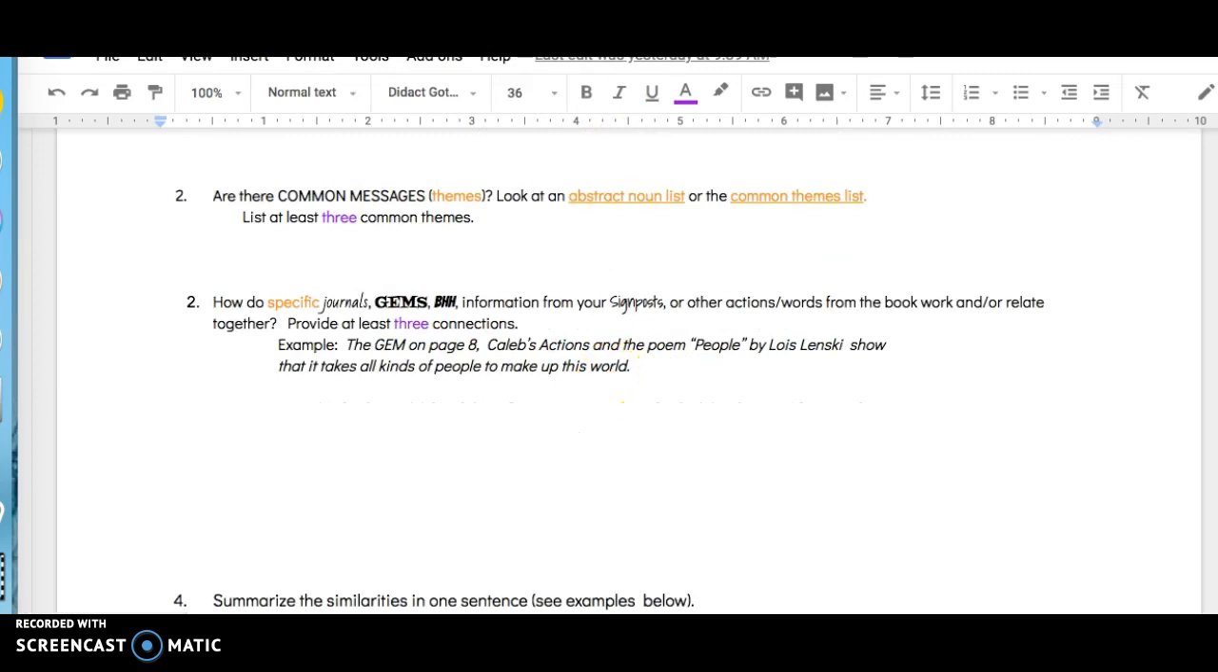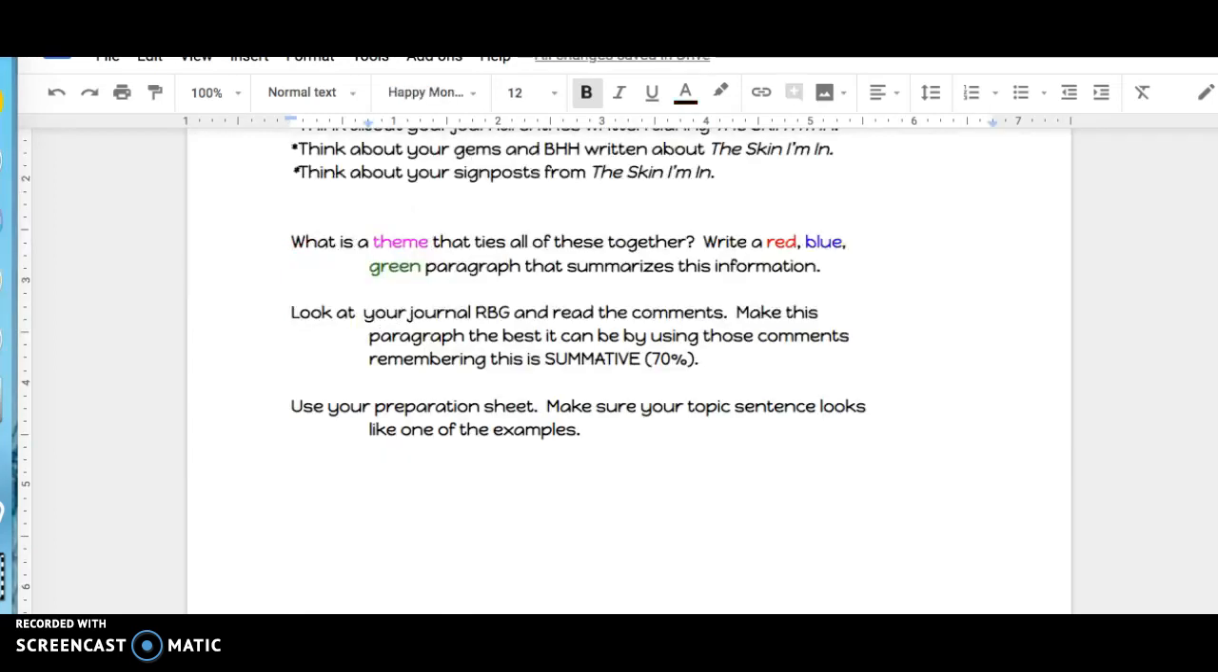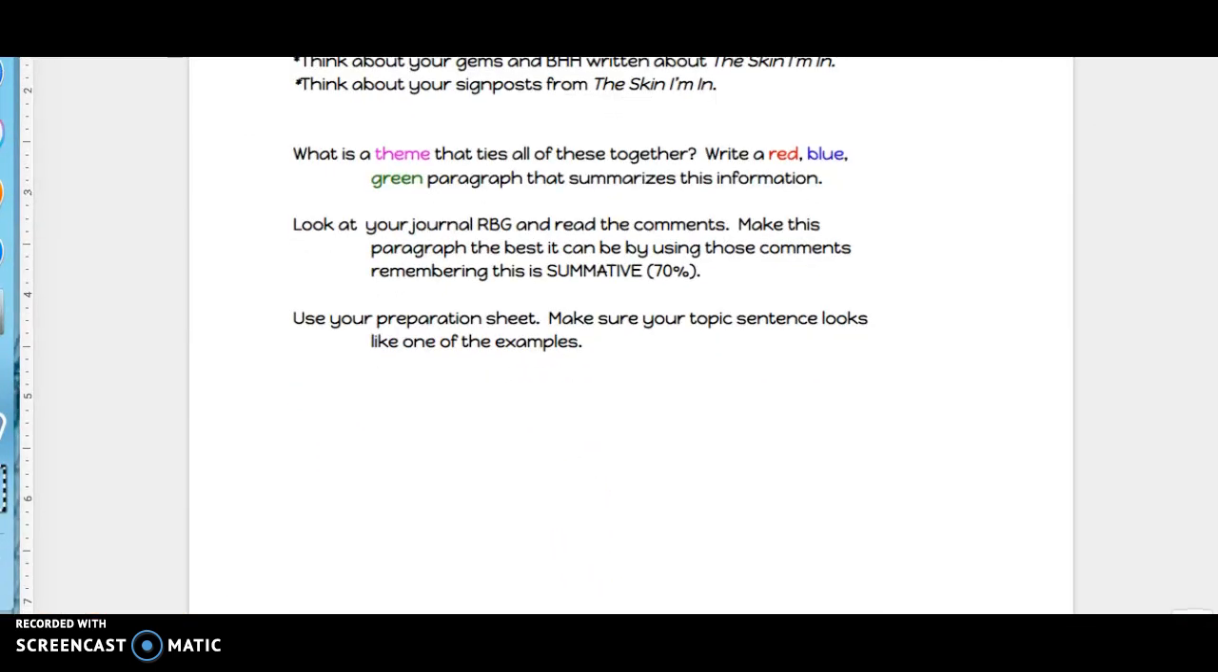Remember, you have the Skin I'm In, or I'm sorry, you have the Seed Folks red, blue, green paragraph, my example, to see what it should look like when you are finished.